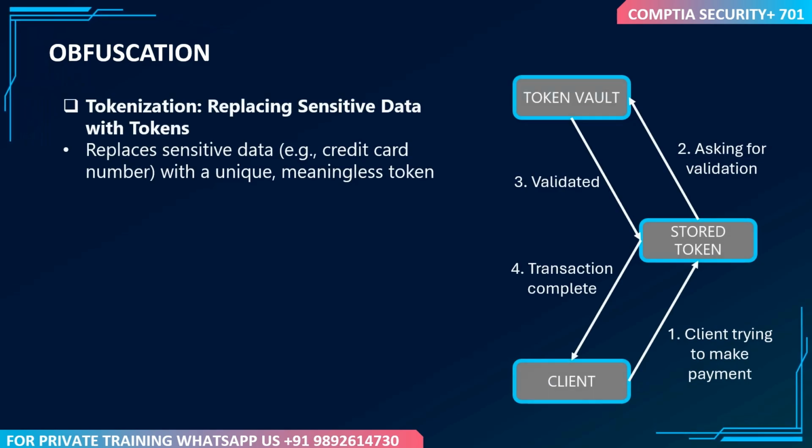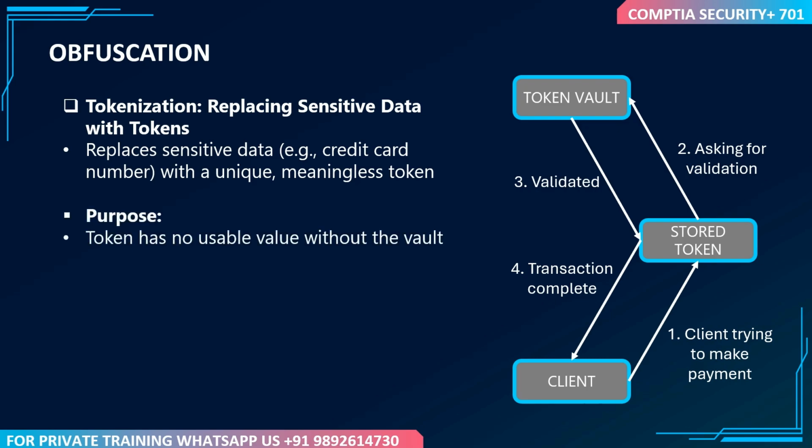Tokenization. Now, it is a method of replacing the sensitive information with a unique identifier called a token. The token has no meaning or value on its own and cannot be reverse engineered to reveal the original sensitive data. Tokenization is often used to protect credit card information, social security numbers, and other personally identifiable information. Now let's see how tokenization works.